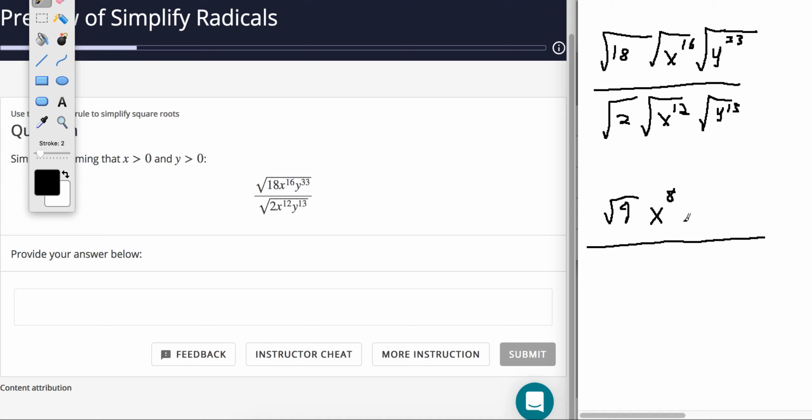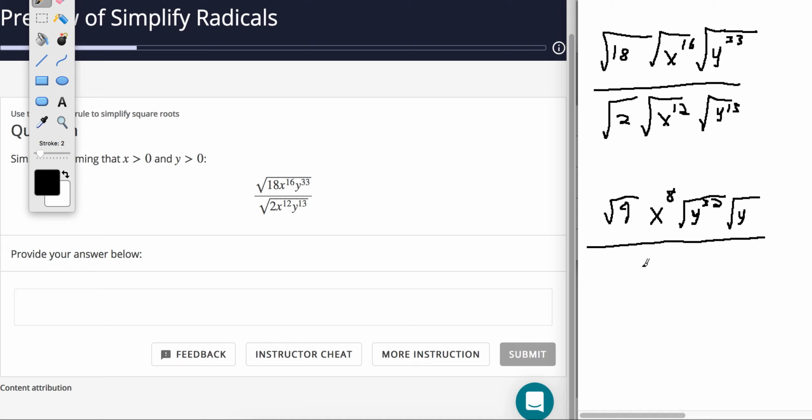And then we're going to do the same thing we did in the last one to make y to the 33rd have an even power. That's y to the 32nd times y to the first, right? I made it have an even power so that we could reduce it. We already took care of that too.